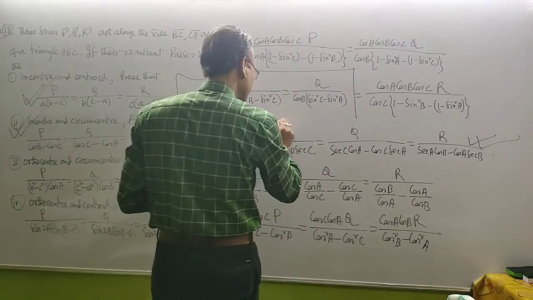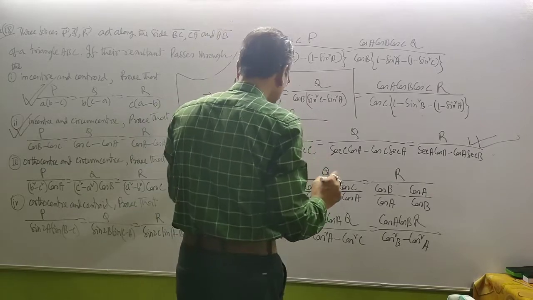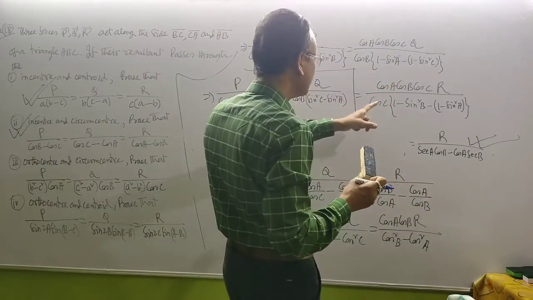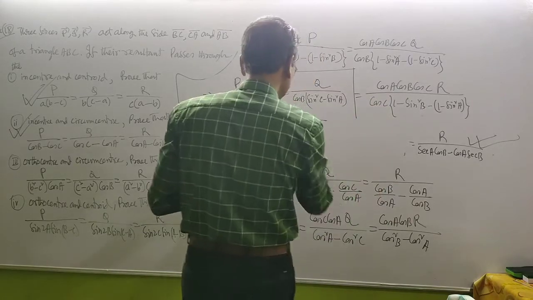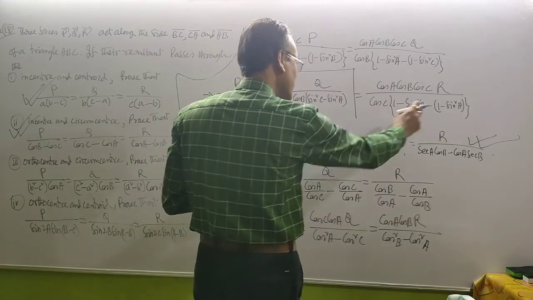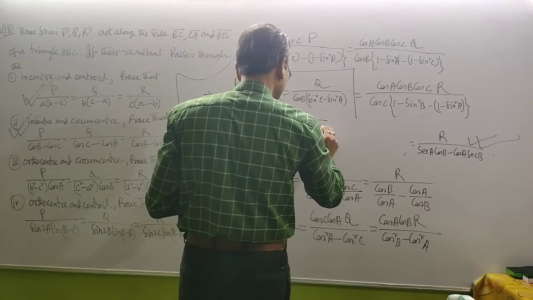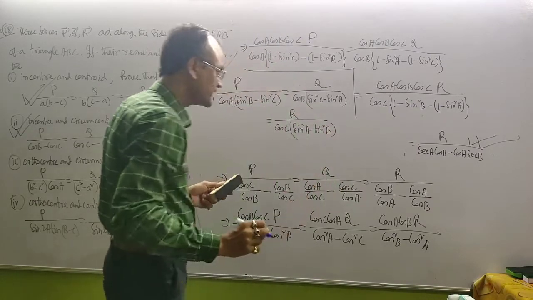This is equal to R divided by cos C. Sin square A minus sin square B.